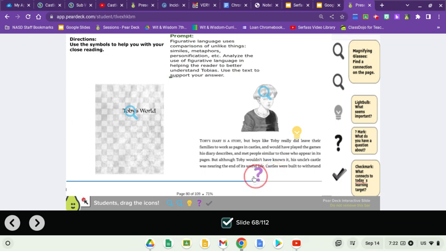My question there is, why? Why is the castle not going to be useful much longer? I have some guesses, but I don't see any figurative language. So I'm going to leave the check mark on top of the check mark. Slide 69.